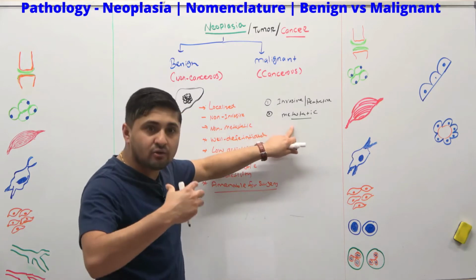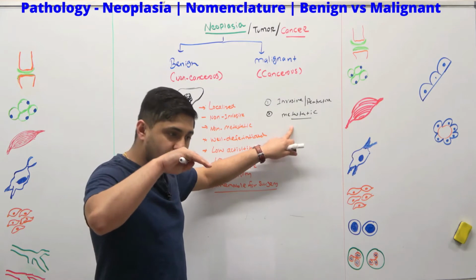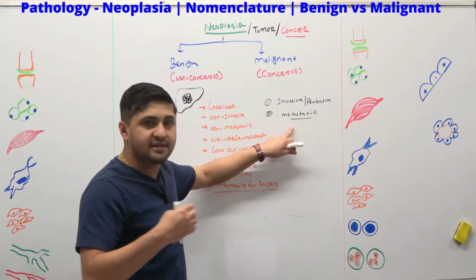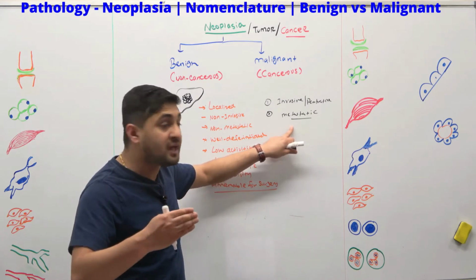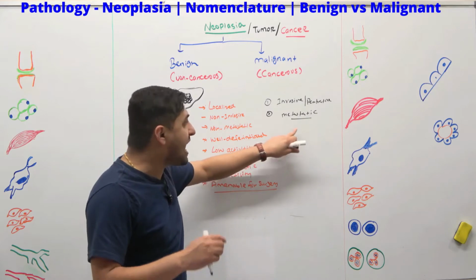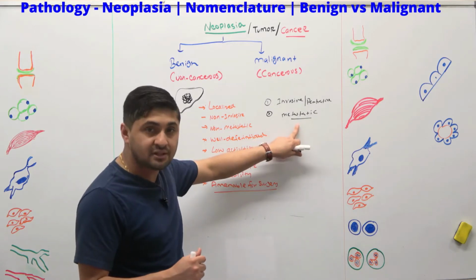They can also detach from the original mass, and then they can spread through either the lymphatics or the hematogenous route, through the bloodstream, and go to distant areas, different locations, and make another secondary mass, which is called metastasis.